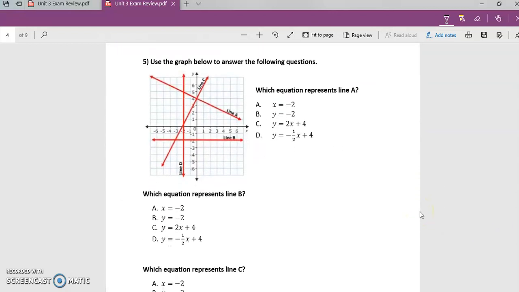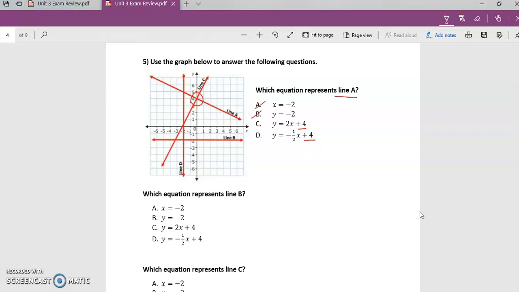Okay, number 5. Use the graph below to answer the following questions. This is one we did in class together. But again, the first thing I'm going to do is start with line A, because it's saying which equation represents line A. I go to where it crosses the y-axis. It crosses at plus 4. So I need to look for the y-intercept of plus 4. It's either letter C or letter D.